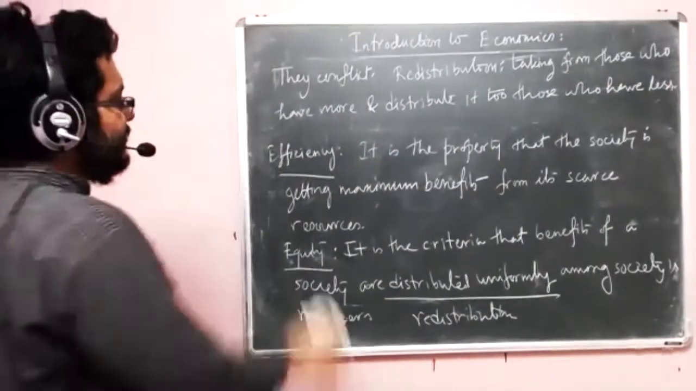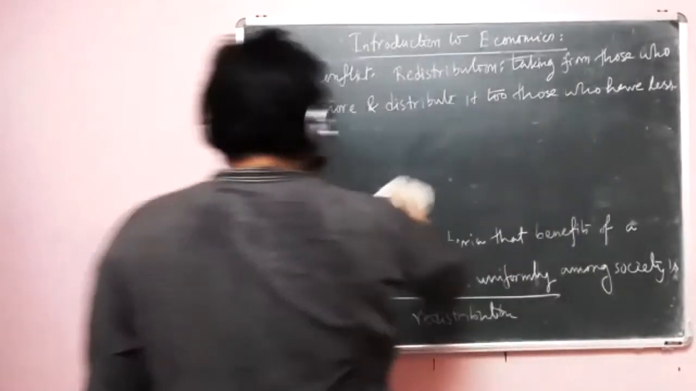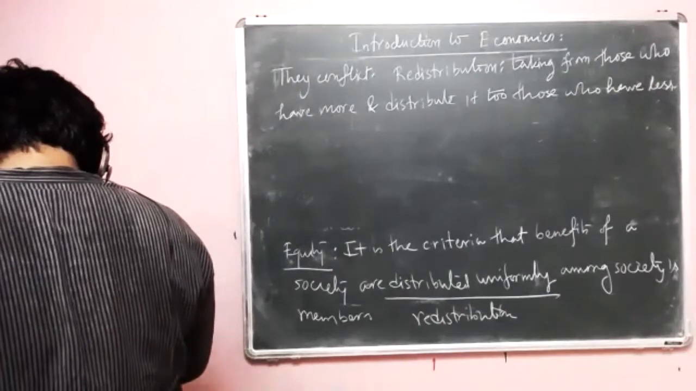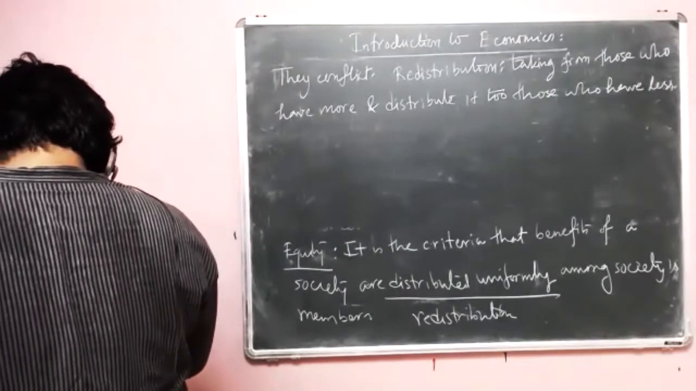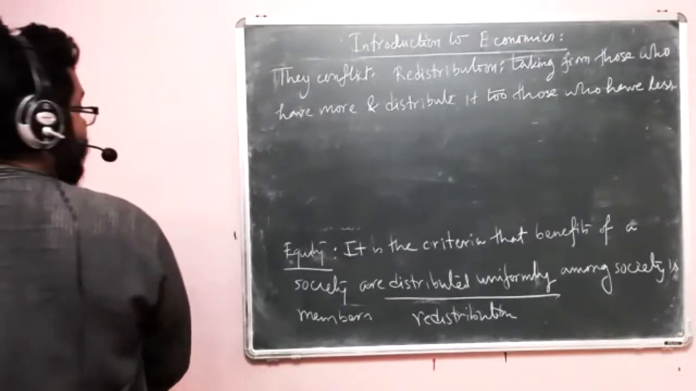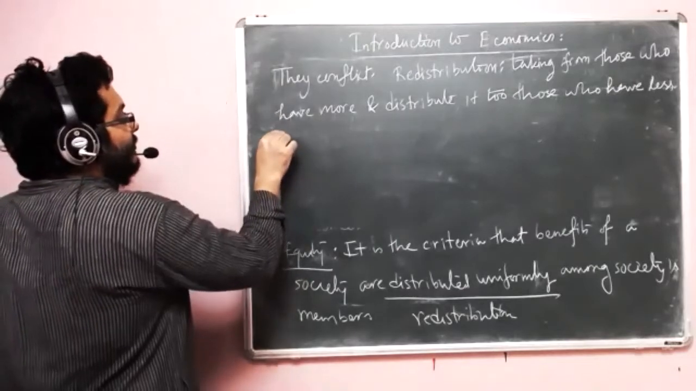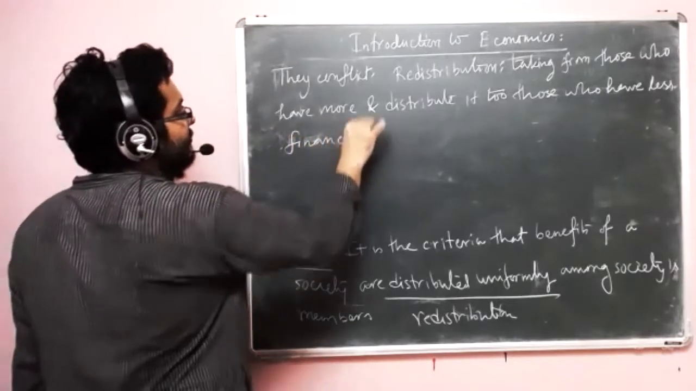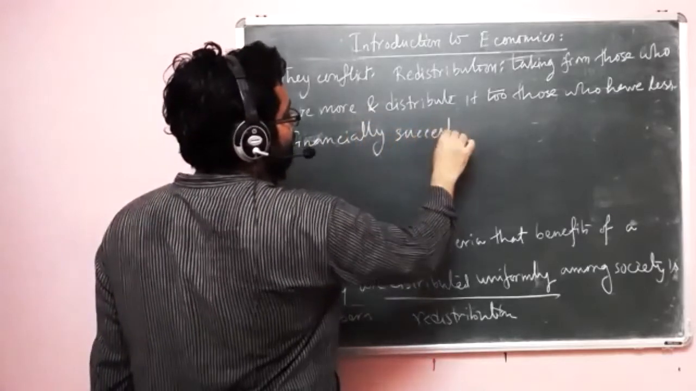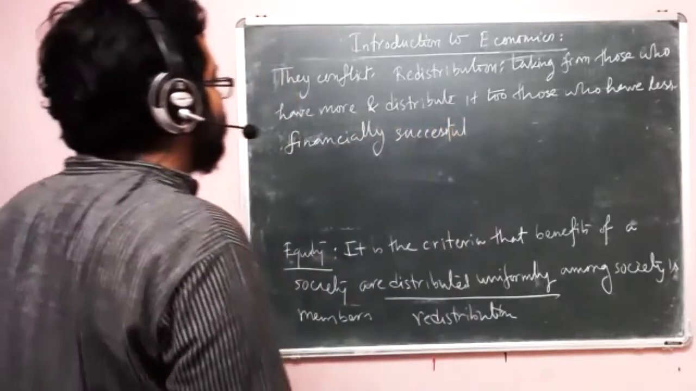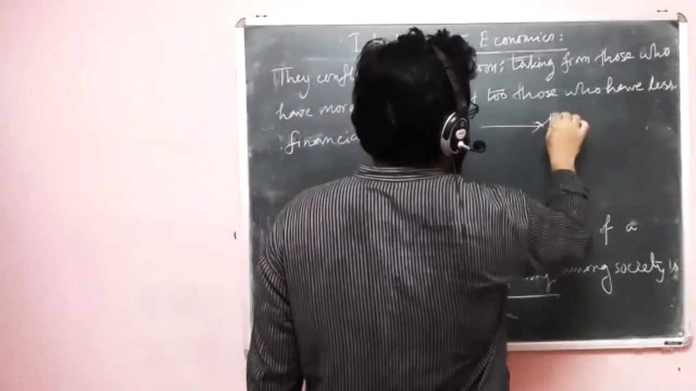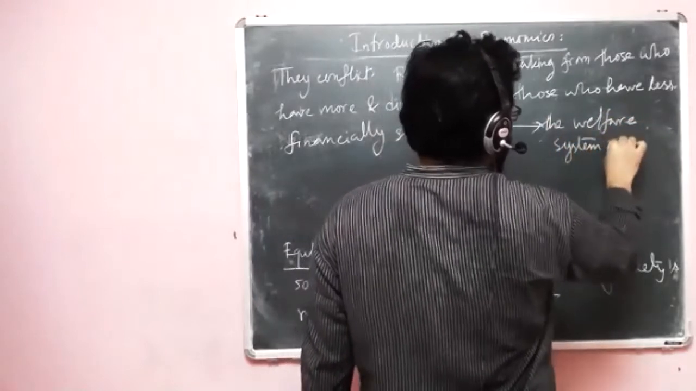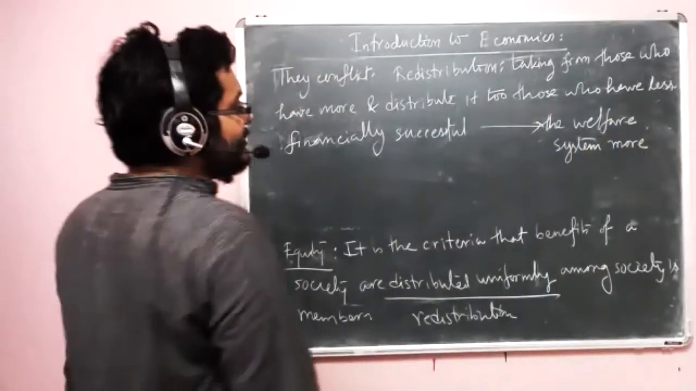Now, let's first consider from whom we are trying to take. Okay. So we said obviously that we are trying to take from people who have more. Right. Now, that means somebody who is more financially successful is supporting the welfare system more. Right? So now let's see how that is done.